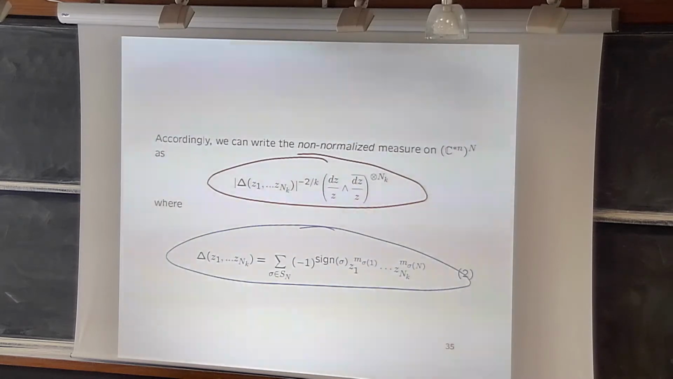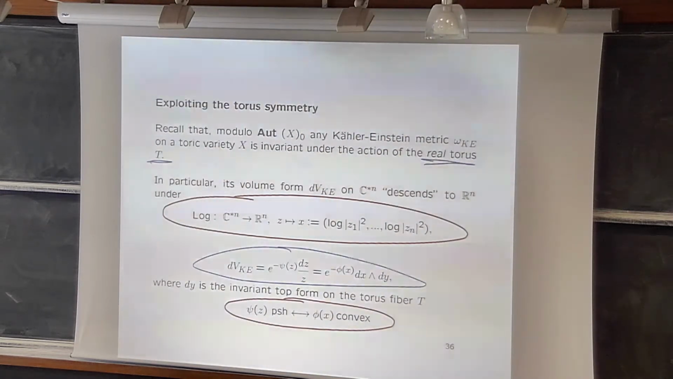So the integrand here is the classical Vandermonde determinant. Just because you can see by writing out the determinant that you get all kinds of sums of permutations of these monomials. Extremely concrete, well, at least quite concrete. Then let's try to exploit the torus symmetry here.